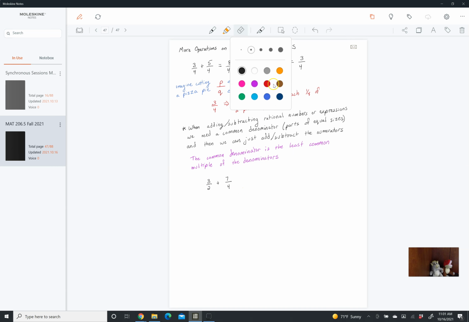So what does that mean? That means that we could take this first fraction and we can multiply by 2 over 2. Okay, we're choosing the number 2 because 2 times 2 is 4. Notice that if we're multiplying the denominator by 2 in order to get the 4, we also have to multiply the numerator by 2, right? Because we can't change the value of the expression, so we need to multiply by 1.